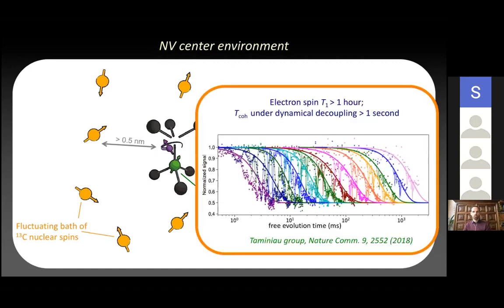But actually, it turns out that if we look at the two different relevant time scales, so there's the T1 time, the energy relaxation time. This is really more than an hour. We cannot measure it in the experiments that we're currently doing. It's too long.